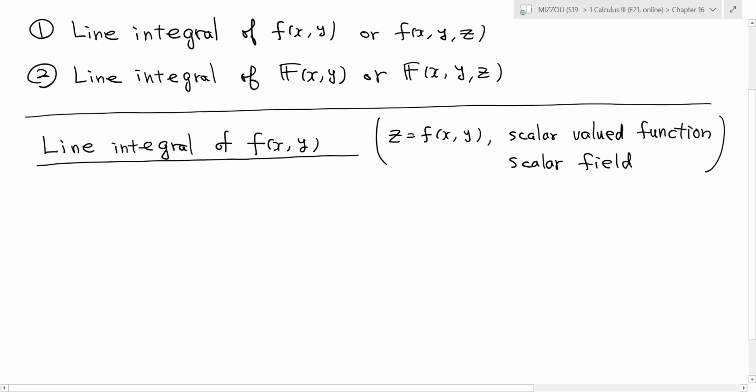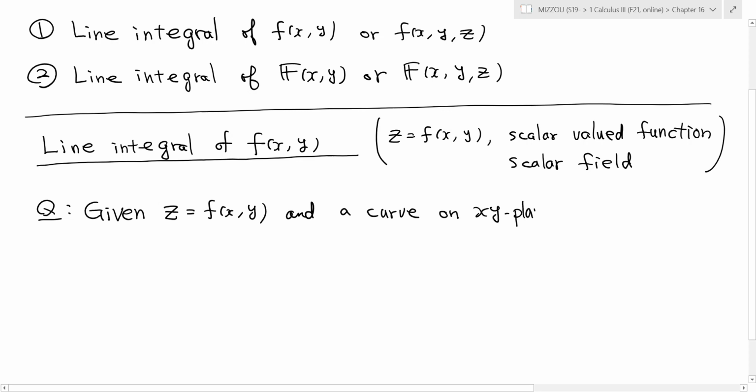Then, here's a sort of general question. Given z is equal to f of x, y, scalar valued function with 2 inputs, 2 variables, and a curve on xy plane, which is given by a parametric equation of t in R2. So the situation is like this.